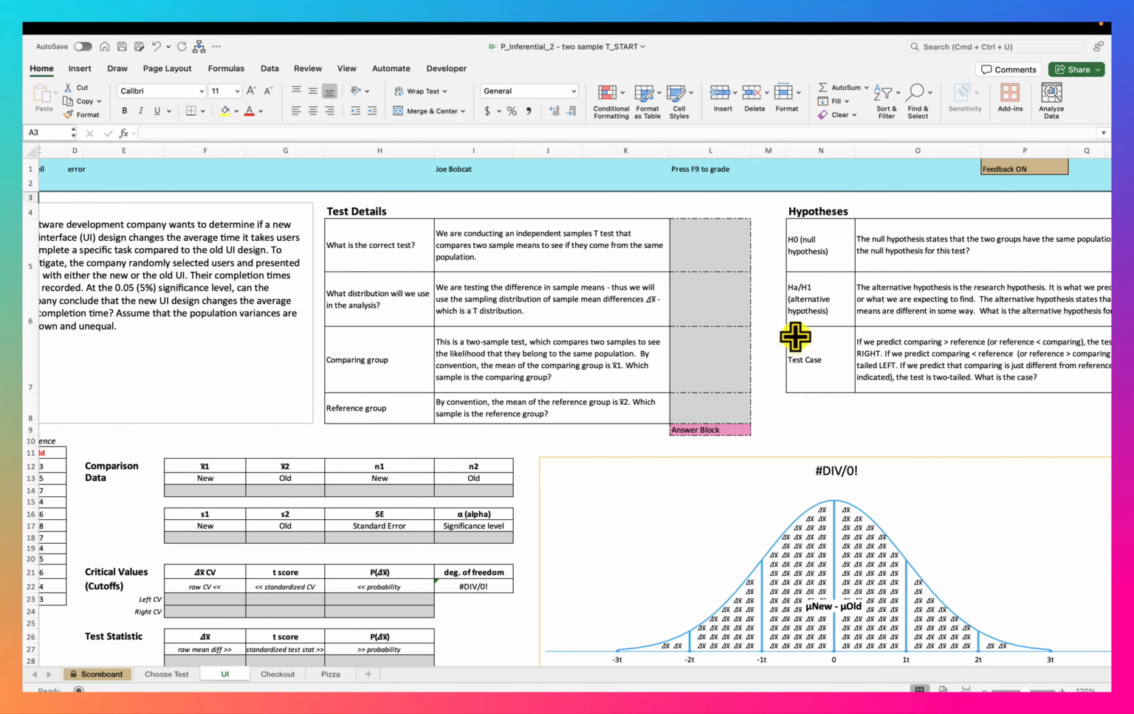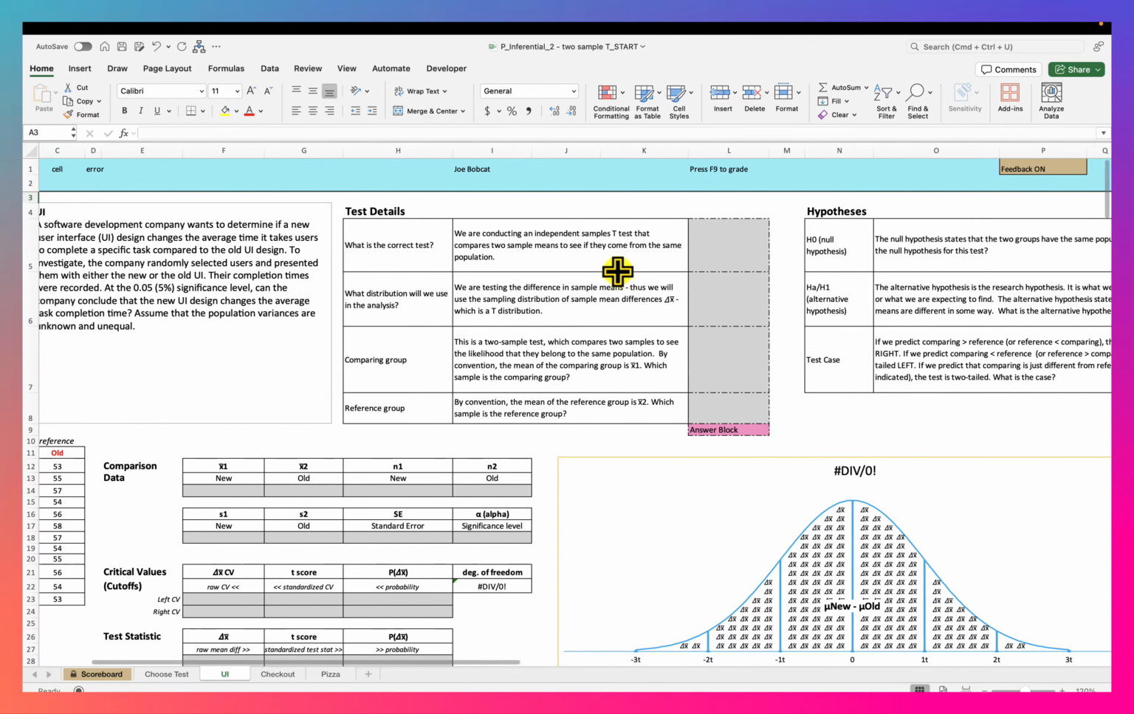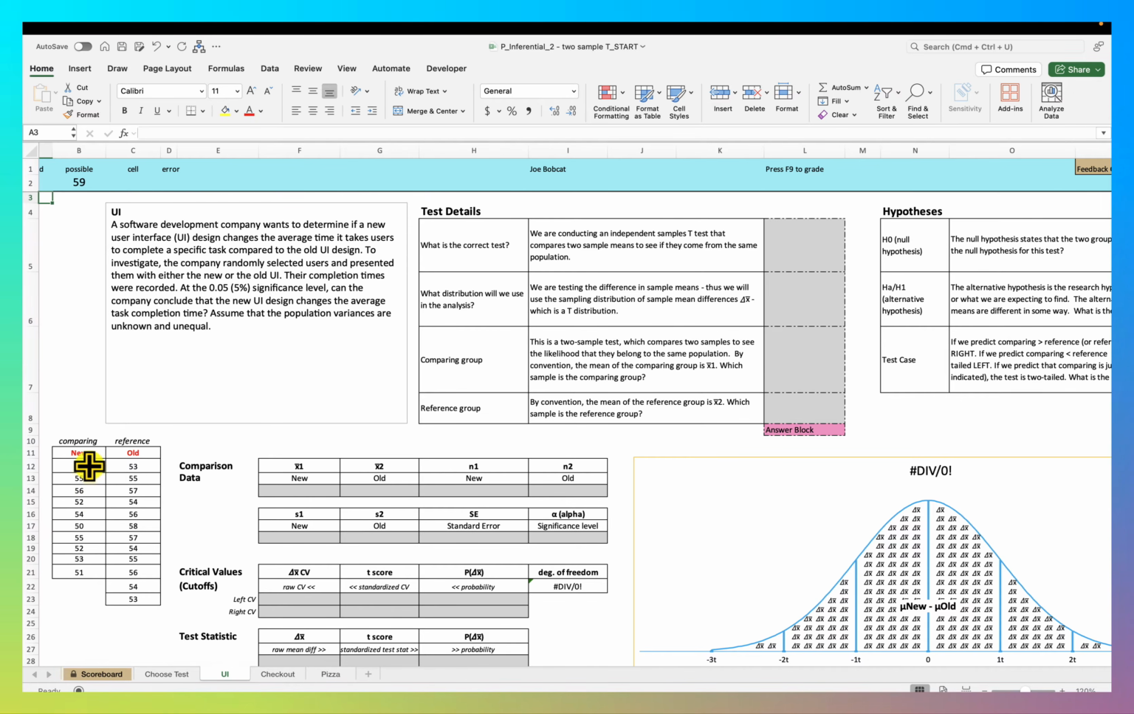Okay, so what's the correct test? It's an independent samples t-test. The reason it's called independent samples is because these aren't paired samples. We're not taking the same person and saying, hey, you, try this one, and you also try the other one. These are two different groups of people. Otherwise, it would be a paired sample test. So that's why it's called independent samples. T-test, it compares two sample means to see if they came from the same population. So, two sample t-test.